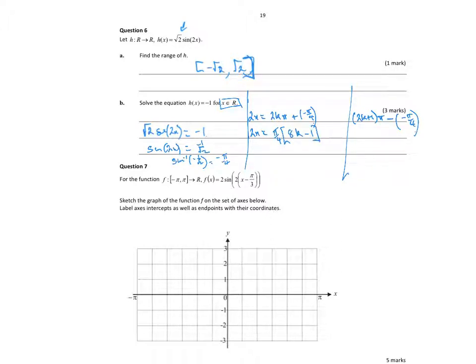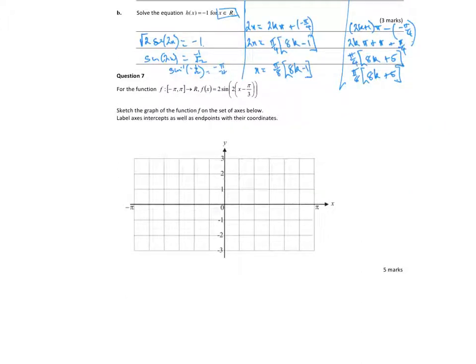Over this side, let's just expand this bracket first. Plus pi on 4, so that makes it 5 on 4. So we'll get a pi on 4 at the front of 8k plus 5. Divide both sides by 2 to get x equals. So x is equal to pi on 8, 8k minus 1, and divide by 2, we get pi on 8, 8k plus 5. So, problem done.